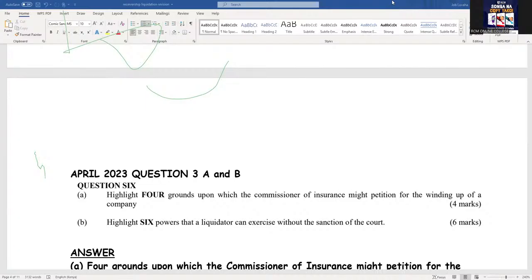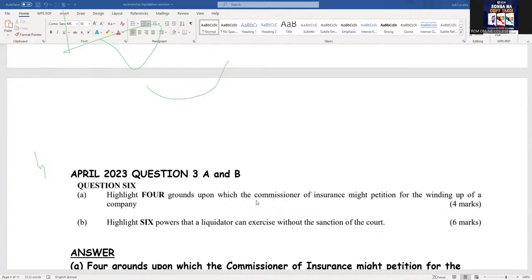So they can easily test powers with a court sanction, that are sanctioned by the court. They can now test what are the powers sanctioned by the court. So you need to check on that, check in your notes to be able to see them.